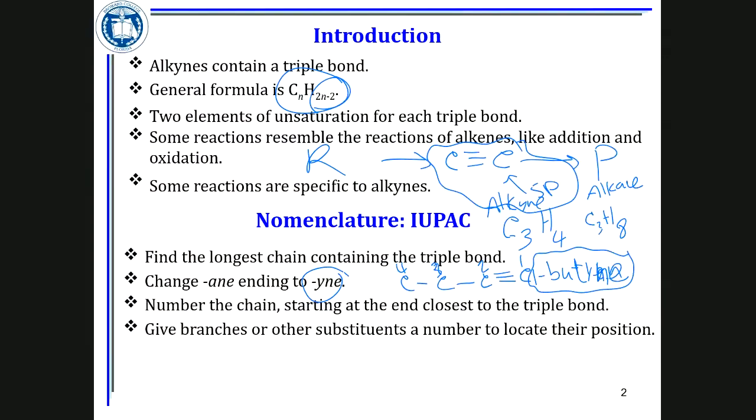The triple bond is the functional group. So if you have branches here, you cannot start numbering from the left because the functional group takes the priority. You have to number the carbon chain from the side that is closer to the functional group, which is the triple bond. Then you give the name for branches first with the location of the branch. Then you give the location for the functional group, the triple bond, and the name for the compound.